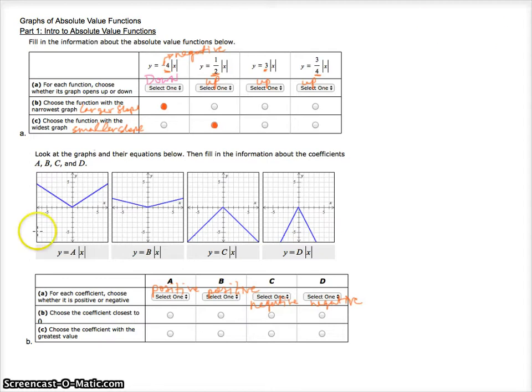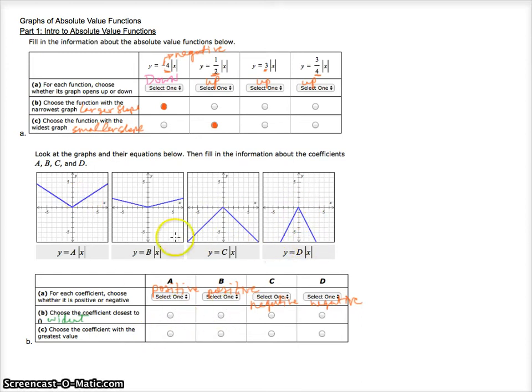Choose the coefficient that's closest to 0. So closest to 0 means the flattest or the widest. So it's going to have the widest graph. So which one's widest? Well, this one is about 2/3. This one, holy cow, this one's 1/4 about. Wow, that's really flat. This one's 1:1 if you just look at the slope, and this one's about 2:1 if you look at the slope.